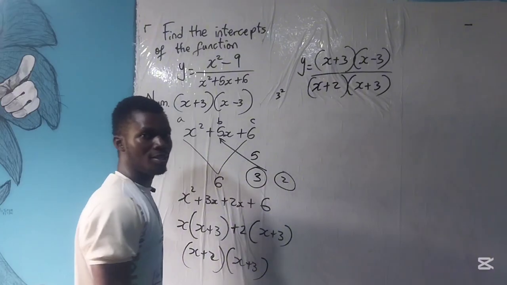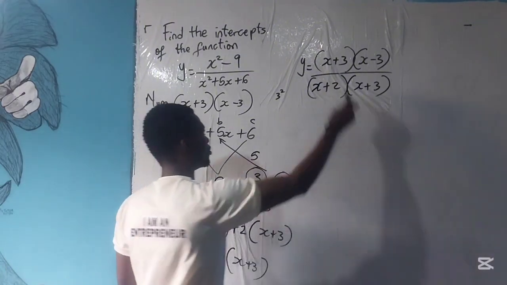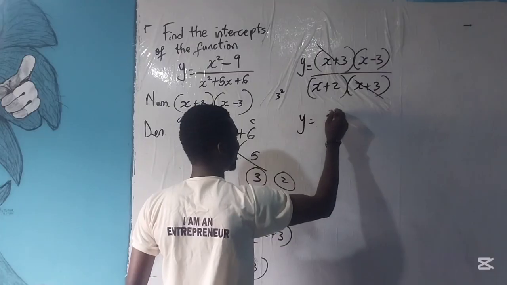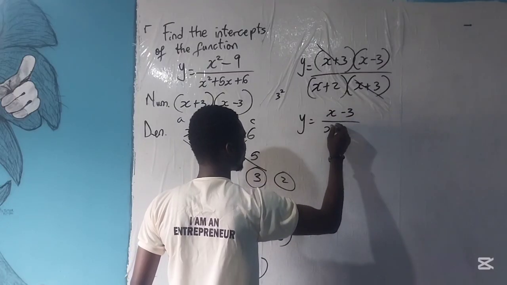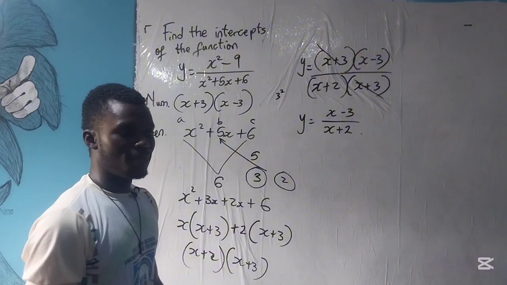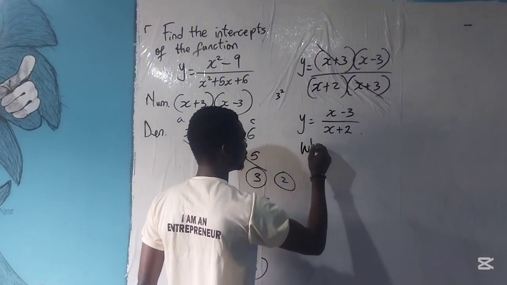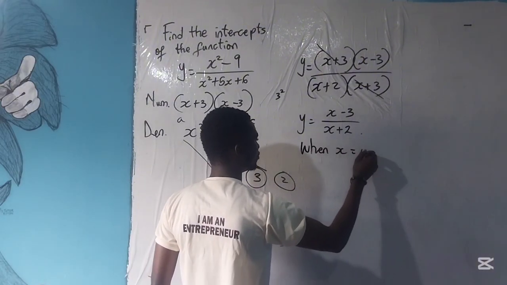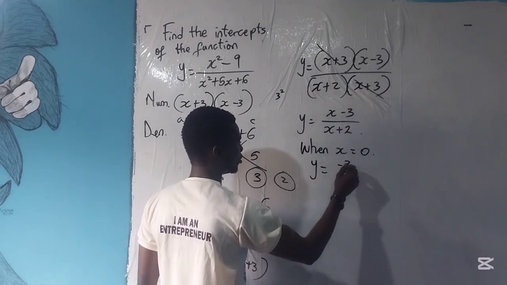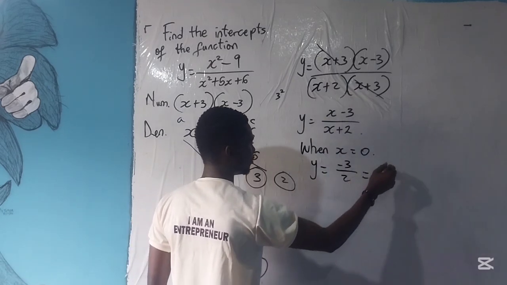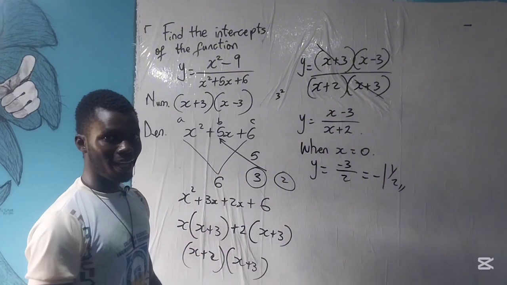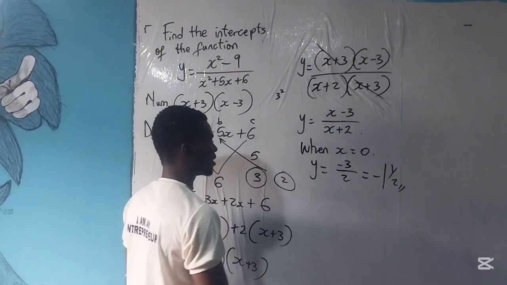Now from here, since brackets and brackets, x plus 3 can cancel x plus 3. So we have y equals x minus 3 over x plus 2. Now, let's get the intercept. When x equals 0, what is y? That means y equals minus 3 over 2, which is minus 1 over 1 over 2. That's the y-intercept.